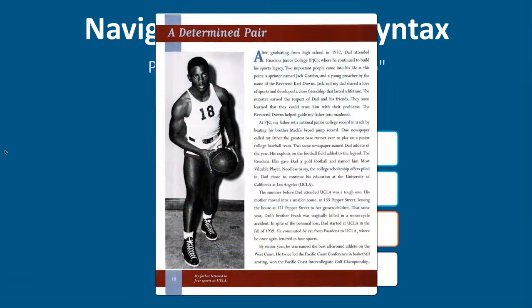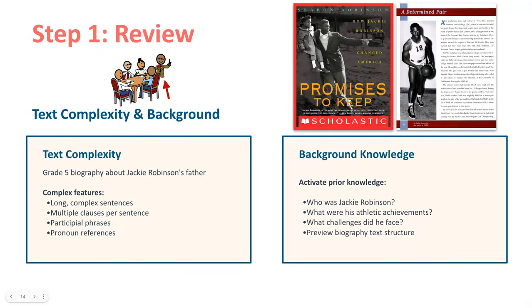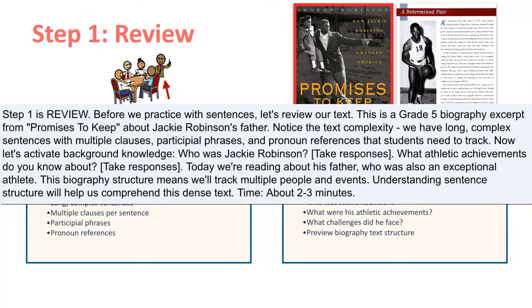I chose an excerpt from Promises to Keep to model this routine. Remember, the goal is to help students understand complex sentence structures and relationships between ideas in informational text. Step 1 is review. It might sound something like this. Before we practice with sentences, let's review our text. This is a grade 5 biography excerpt from Promises to Keep about Jackie Robinson's family. Notice the text complexity. We have long, complex sentences with multiple clauses and pronoun references that we need to track.